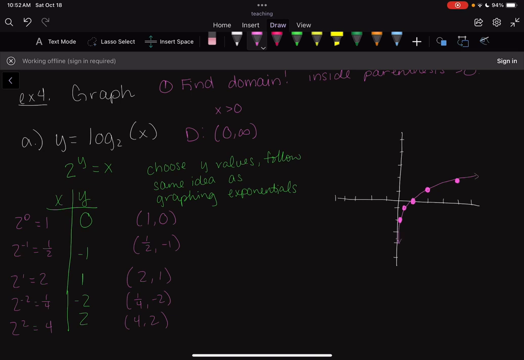You'll notice that I am not passing the y-axis. I'm not passing through the line x equals 0. Why? It's because of this right here. I said that x had to be greater than 0. So really, I have an asymptote right here. And I brought that up earlier that we would see asymptotes again. This one is at x equals 0, meaning I cannot pass that line. There is no exponent I could plug in that would get me to 0 for my x value.